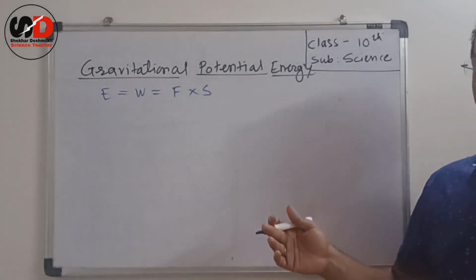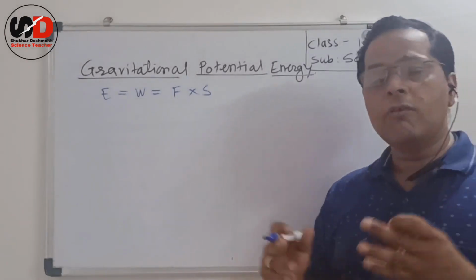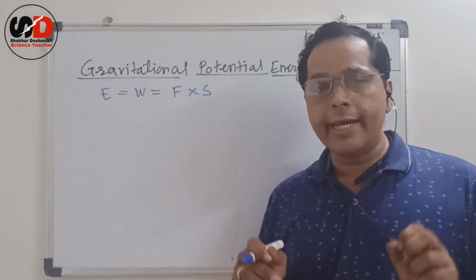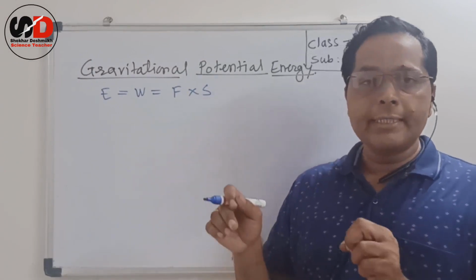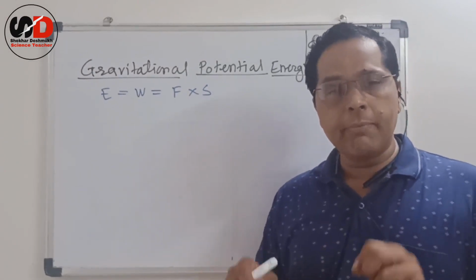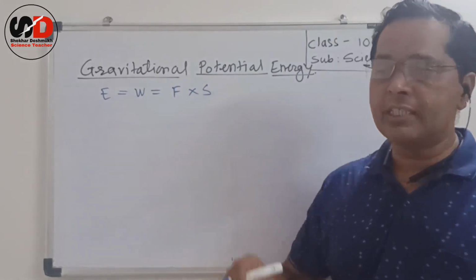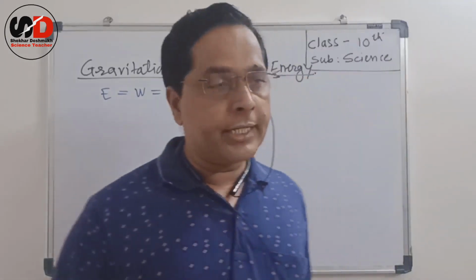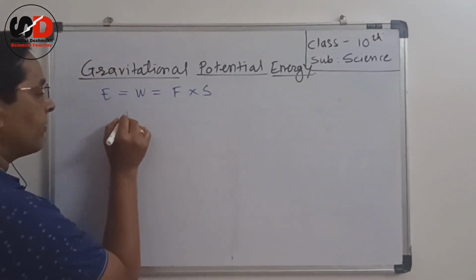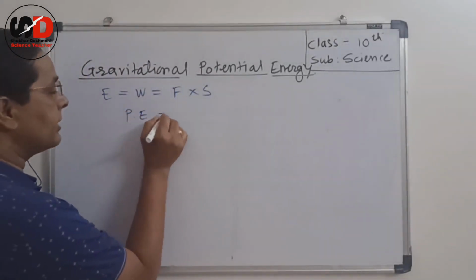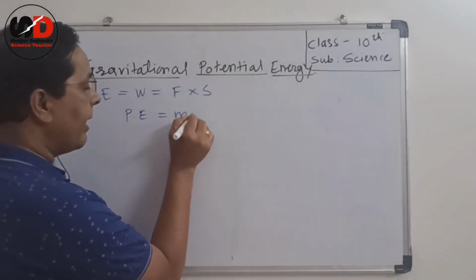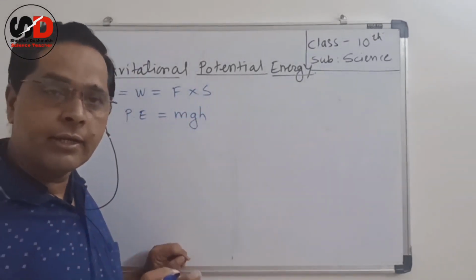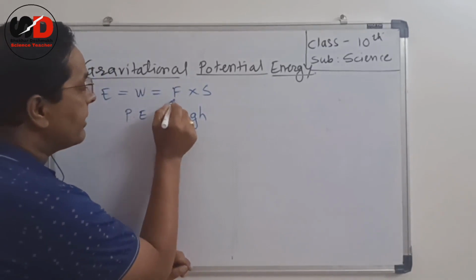Kinetic energy, we all know, is nothing but by virtue of motion. And what is potential energy? Potential energy is the energy possessed by an object by virtue of its position and configuration. And this potential energy is given by the formula potential energy is equal to mgh. We derived this formula in 9th standard.